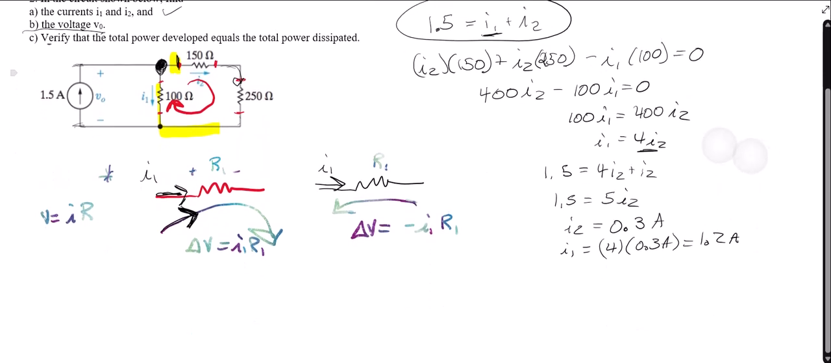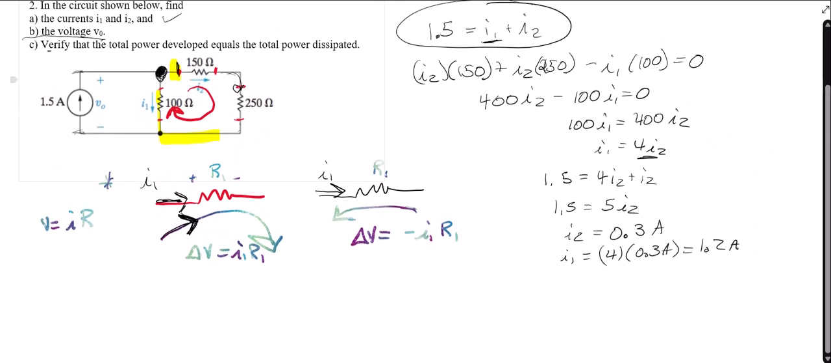Alright, now part B wants me to find the voltage VO. Well, how do I do that? I can't use Ohm's law because I don't know the resistance there. What I do to find voltages of things that I can't just use Ohm's law on is I look to see if they're in parallel with something, because things that are in parallel will have the same voltage across them.